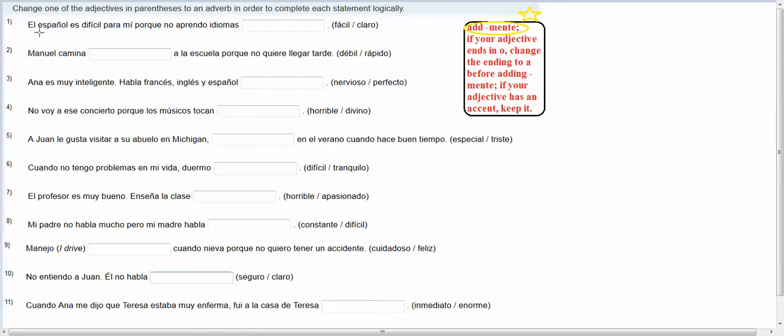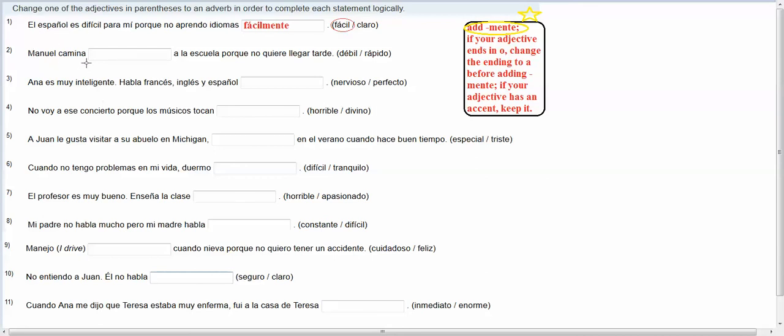Okay, so what we're going to do is change the adjective in parentheses in order to complete the statement logically. So en español, el español es difícil para mí porque no aprendo idiomas. Easy or clear? We're going to pick easy. Easy makes the most sense. And since easy doesn't end in O, we're just going to plain old add mente to it. So what I would write is, and we're going to keep our accent mark, fácilmente. So, el español es difícil para mí porque no aprendo idiomas fácilmente.